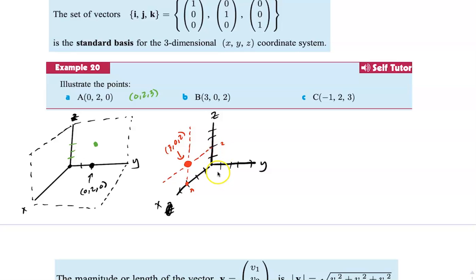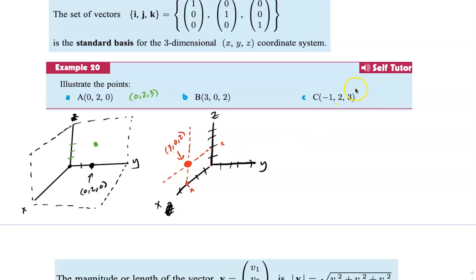Another way to think about it is you go 3 in your x, and then from that spot, you go up 2. So 1, 2. So you'll be right there. You don't want to go all the way up to 2 because you'll be too low, because it's all with respect to your x and y axes. So it'll be a point like that.